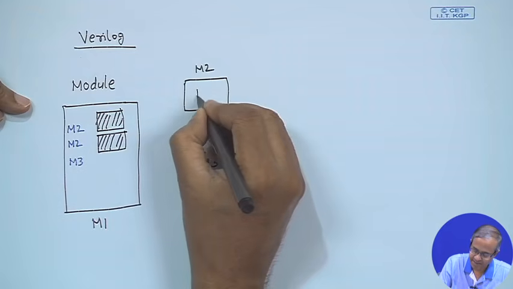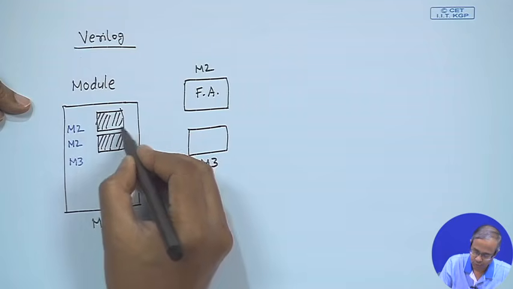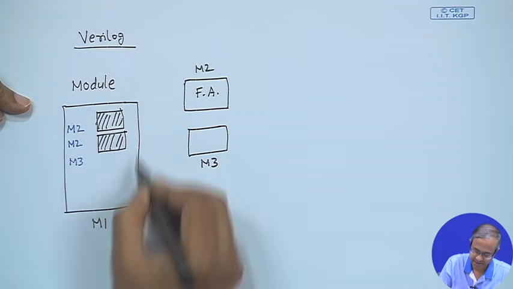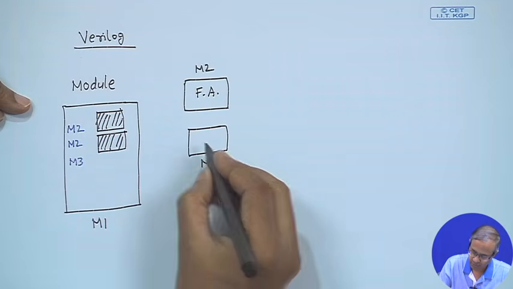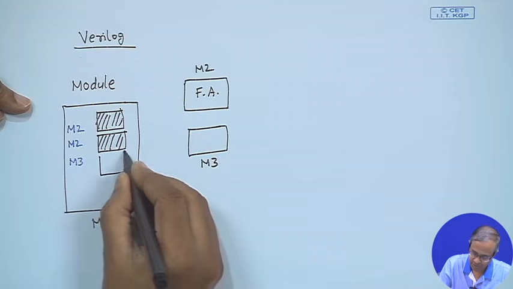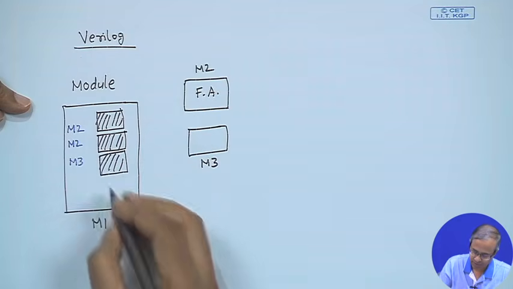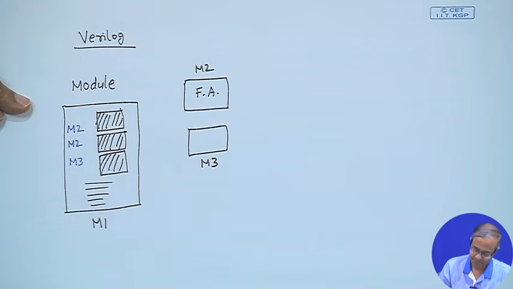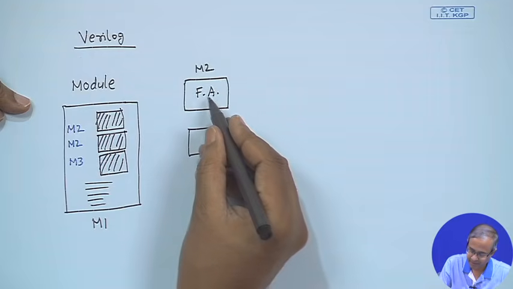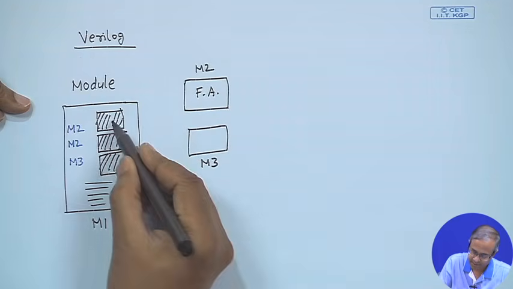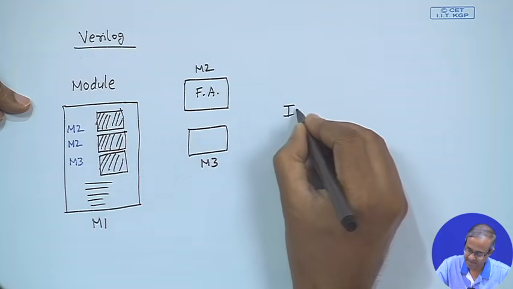Suppose this is a full adder. If you call it 2 times, 2 copies of full adders will be put inside this master module. Let us say M3 is some other module, you call it, this M3 will also be embedded. Now, in addition to these, this module M1 can contain other statements also. This process of calling a module and the module getting inserted in the design, in the hardware, is called instantiation.